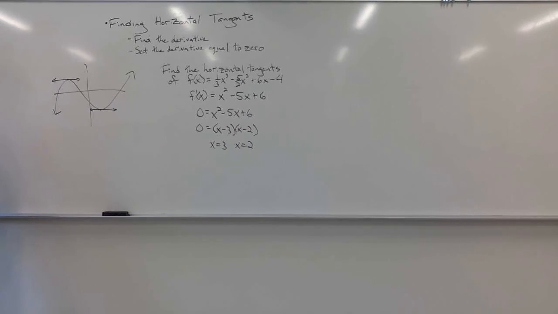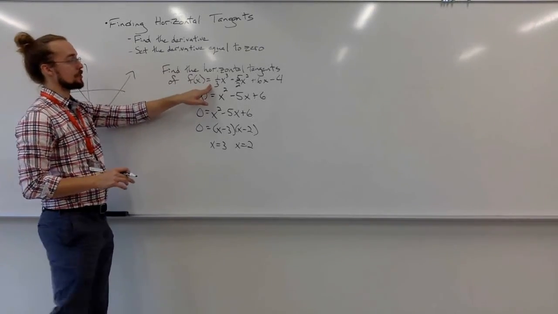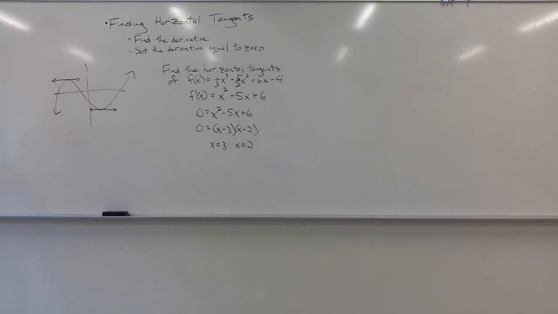All right, so did everybody get 3 and 2? If we think about our original function, this was a cubic function. So it would look something like this, right? This general shape. We have 2 places where we have horizontal tangents, 2 places where the slope would equal 0.